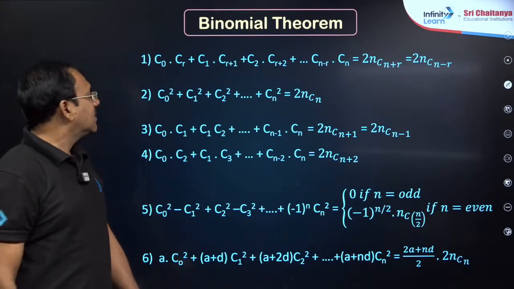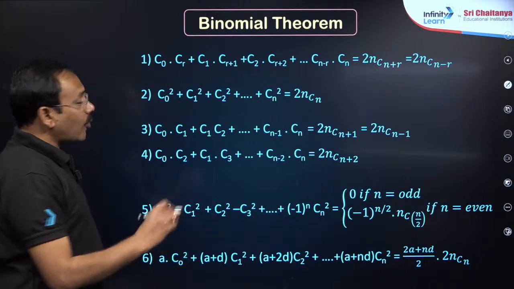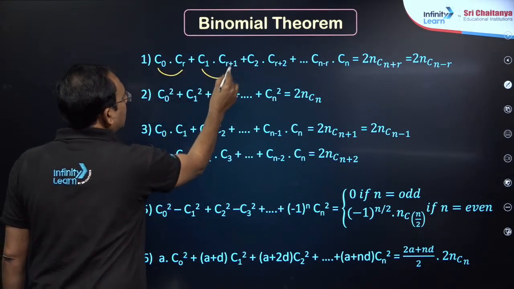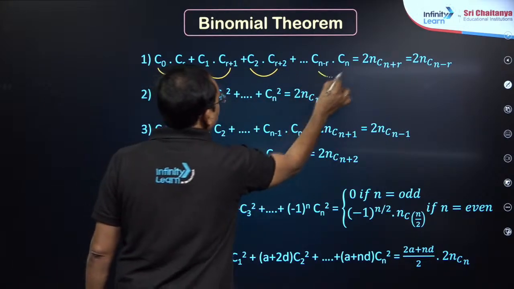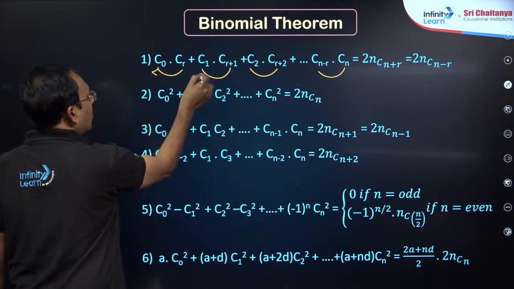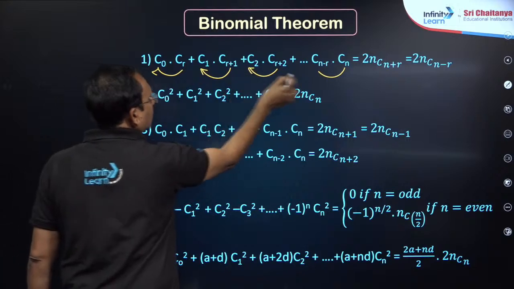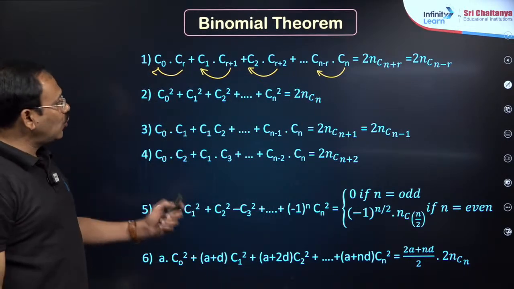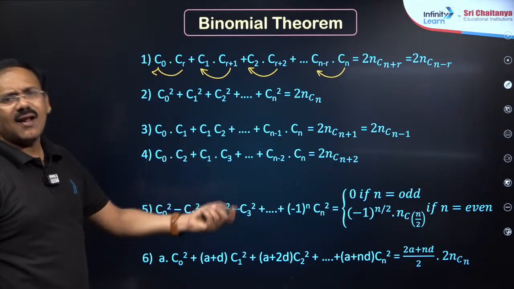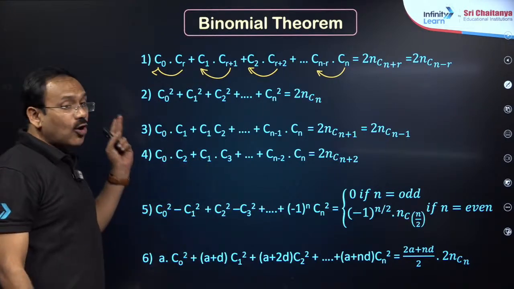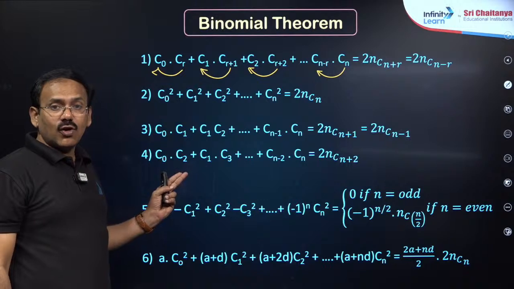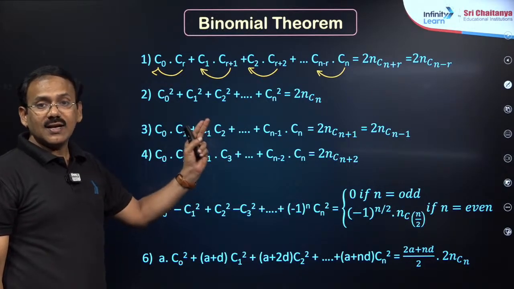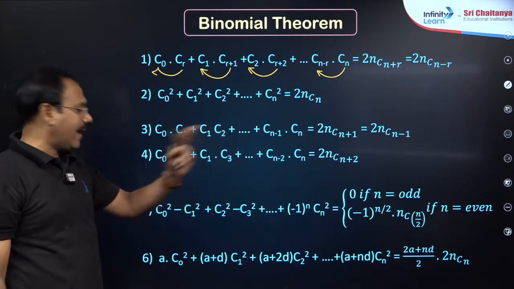Okay, dear students. Then next, you see the product related C0 into Cr, C1 into Cr plus 1. You see this product where the difference is r, the difference is r, the difference is r. In this case, the result is 2n C n plus r or n minus r, that's it. Product of all the binomial coefficients where the difference is r, the result is 2n C n minus r or n plus r.